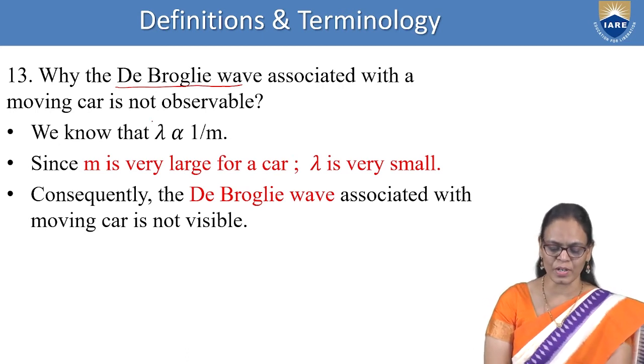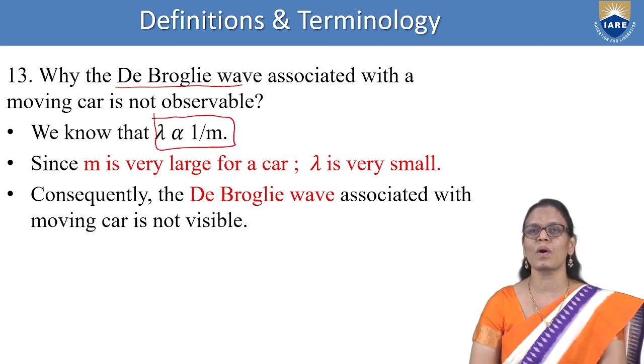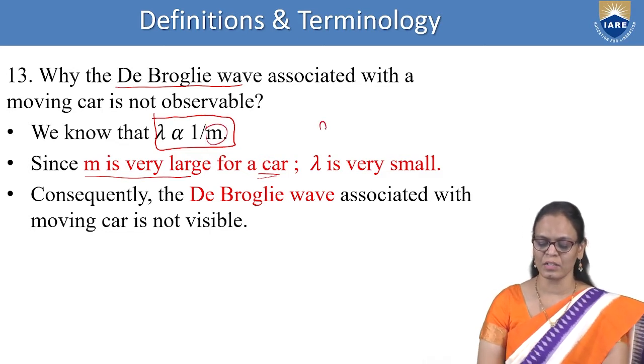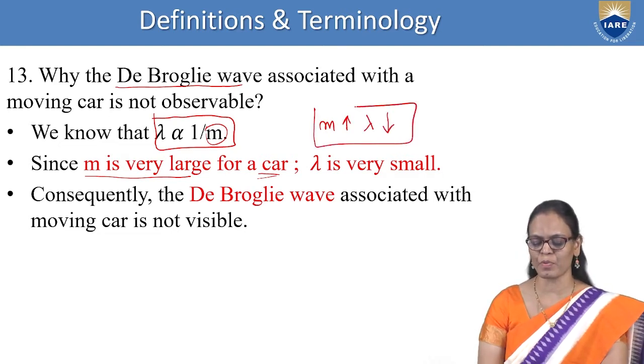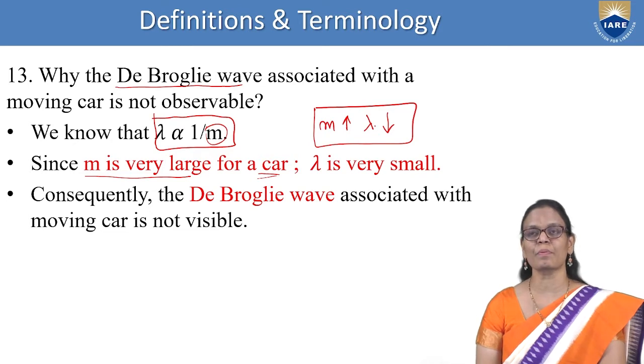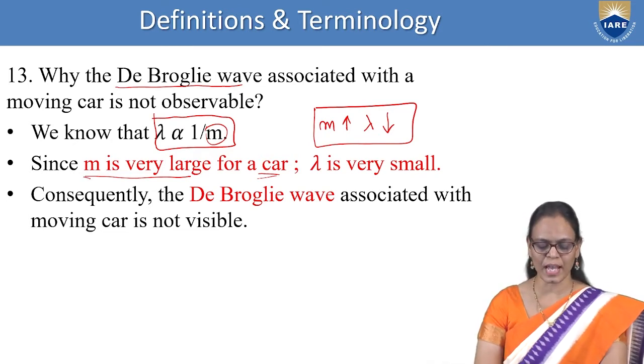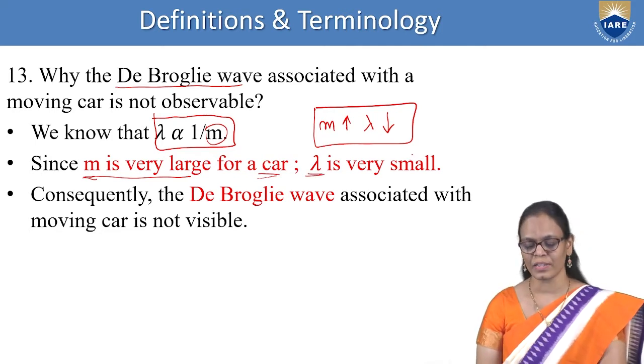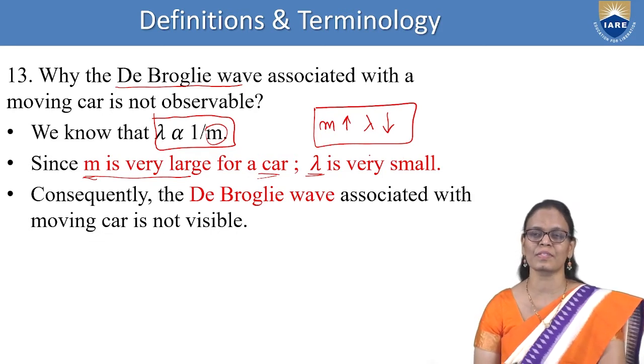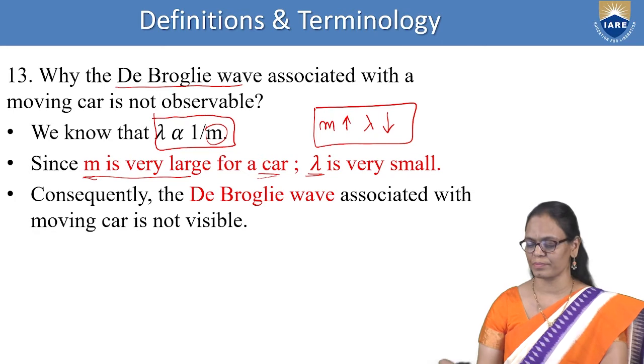So here what we need to understand is lambda is proportional to 1 upon m, or the wavelength is inversely proportional to the mass of the object. Now if we are talking about a car, the mass of the car is very large. So if m is large, lambda will be very small. It is inversely proportional. So when we are talking about the size of the car, it is very large, so lambda is very small. Therefore, we cannot see the waves that are associated with a moving car.